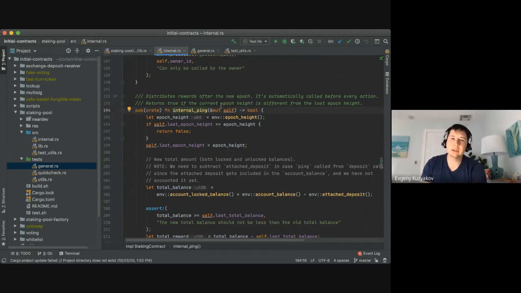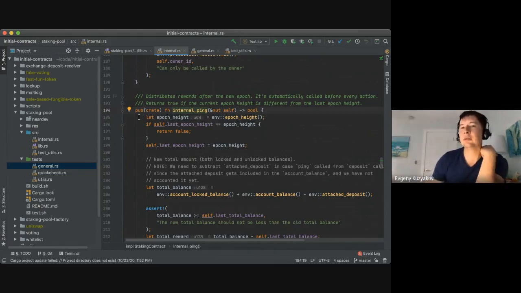So internal ping is the method that you call, or anyone can call actually, like through ping, to make sure rewards are distributed. So right now we have active staking pools, and there's an account sponsored by one of the NEAR folks that basically pings every staking pool every 15 minutes to make sure they have distributed the rewards to display on the balance.